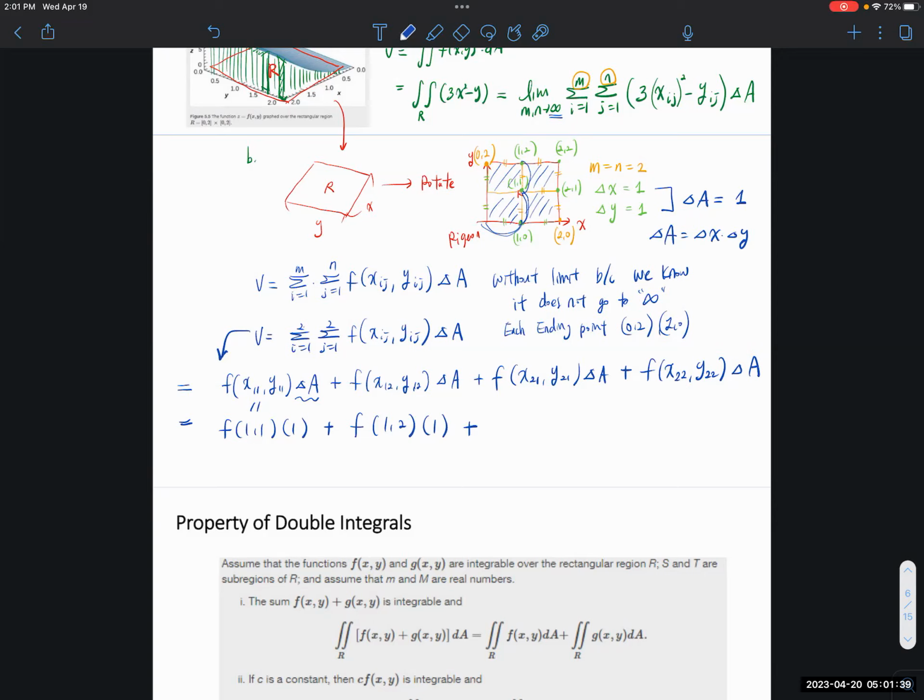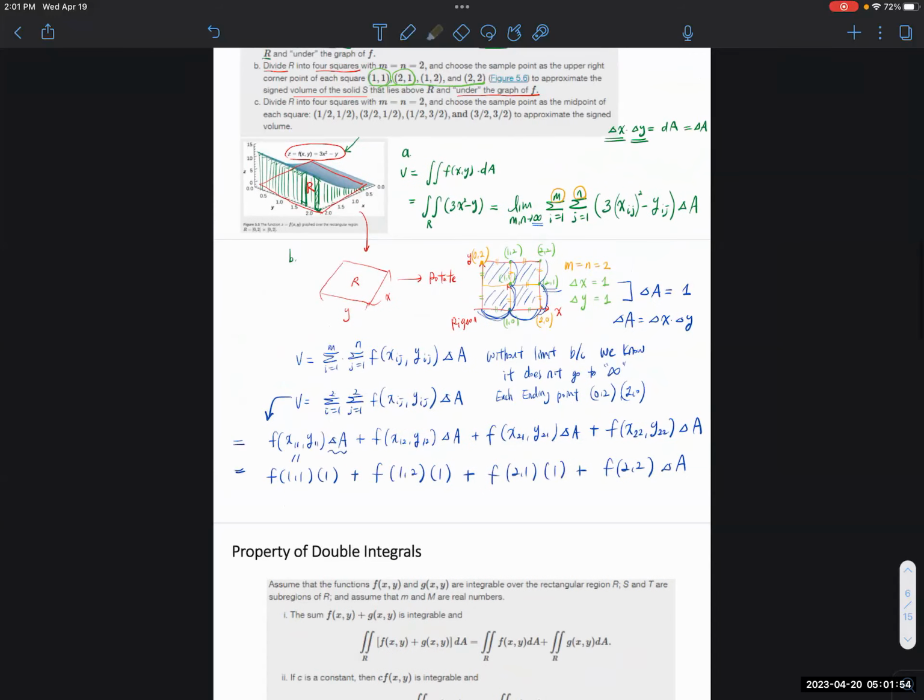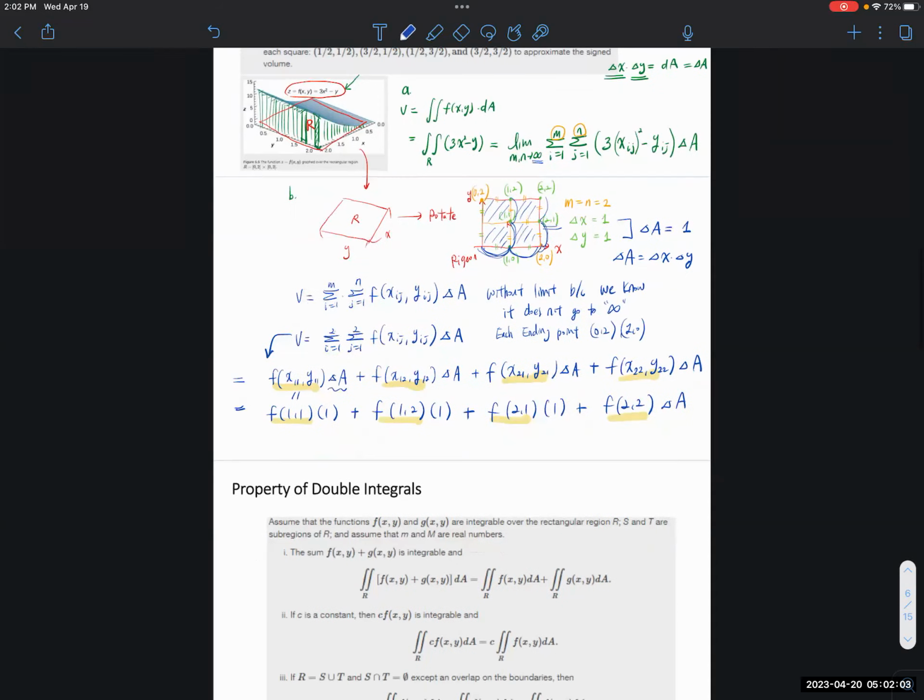The third one, I have a 2, 1. So it's going to be f(2,1) times 1. Last one, we have a 2 and 2, which is f(2,2). So exactly these numbers are given, and you can actually find out from our corresponding position. But this is actually given here too. So anyway, it's just time to calculate it.